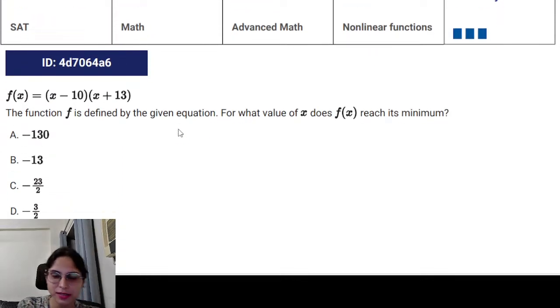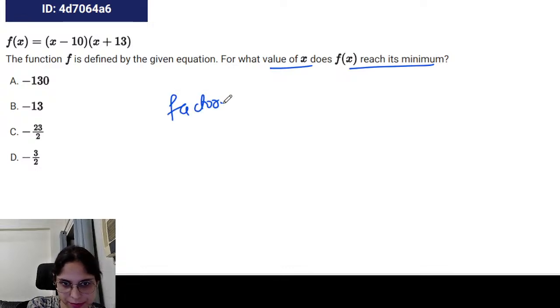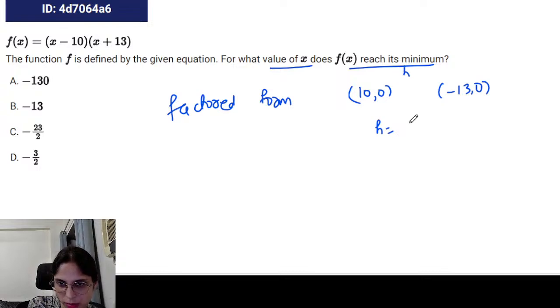For what value of x does f of x reach its minimum? These are easy questions. There are only 2 or 3 questions which are like, oh my god, what just happened? You have to apply every single concept that you know about quadratics. These are easy ones. This is factored form. X-intercepts are (10, 0) and (-13, 0). So your h value, the minimum value, is going to be (10 - 13) over 2. Negative 3/2 is the answer.